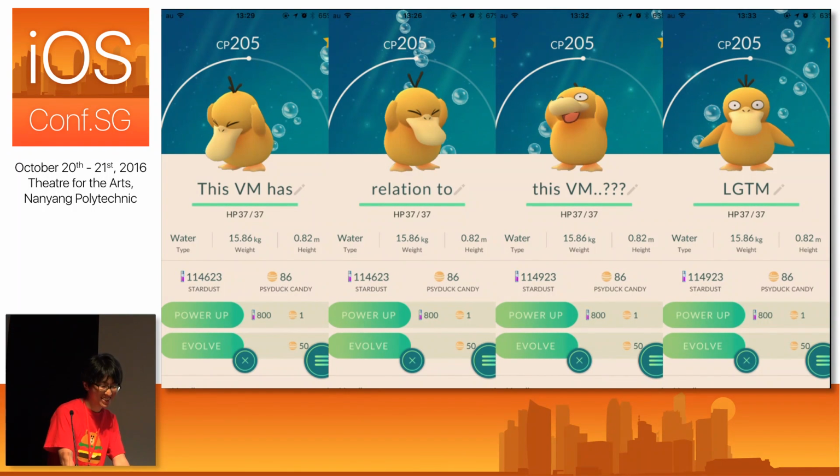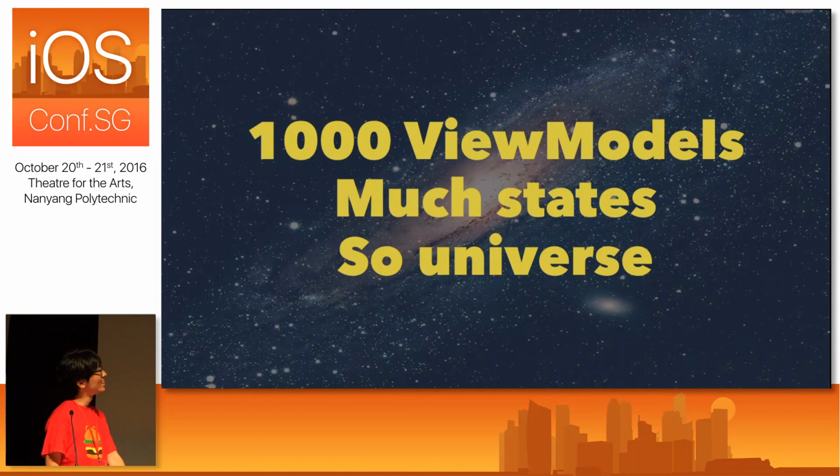Probably you will try to read the code, but you will soon get a headache and you realize that everything was actually LGTM. So here's the consequence. 1,000 view models create a spectacular data flow that no one can understand. Countless states are linked together, but all scattered and messed up. But somehow our app is running. It's a miracle.